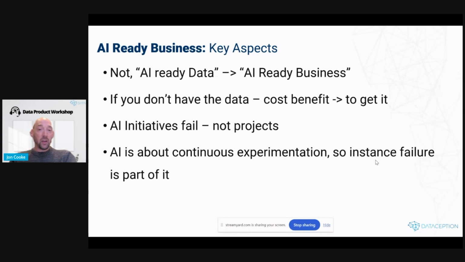AI initiatives fail, but not projects. So again, AI is about continuous experimentation. It's about trying stuff out. Your hypotheses, your models and stuff will fail at points, and that's part of the whole continuous adoption of AI. Trying stuff out, experimenting, iterating. So instance failures, we call it. If the model doesn't work, and I've had this before a number of times, it's all part of the learning process. So that's a very, very important point to get across.